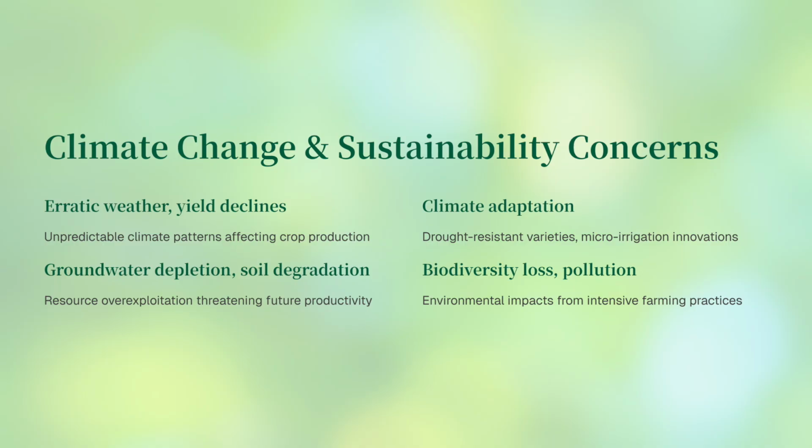Recognizing these challenges, Indian policymakers and farming communities have initiated numerous climate adaptation strategies. The National Mission for Sustainable Agriculture promotes drought resistant crop varieties, efficient micro irrigation systems such as drip and sprinkler irrigation, and traditional water harvesting methods. Additionally, practices like zero tillage, agroforestry and integrated farming systems are encouraged to enhance sustainability.